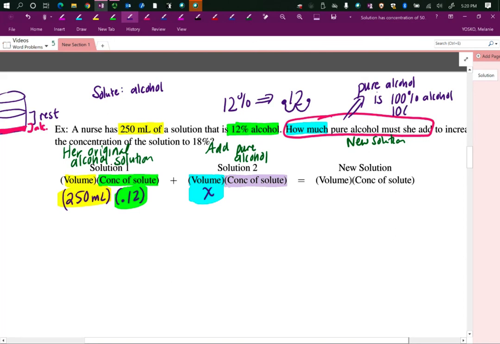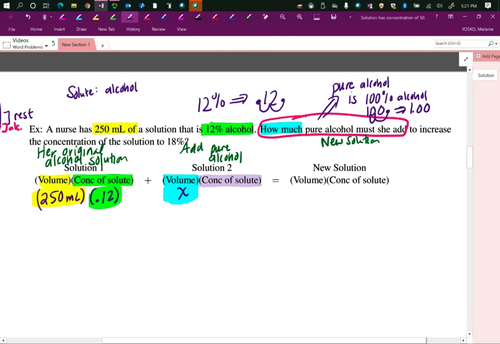So if it's pure alcohol, we know pure alcohol is 100% alcohol. So we have 100, with a decimal place after that 0. We move it over 2 places to the left. So we're going to say 1.00 is the concentration. Hopefully that is good. We put a plus in the middle. So now we have the original solution. She's added some pure alcohol. She's going to get a new solution, right?